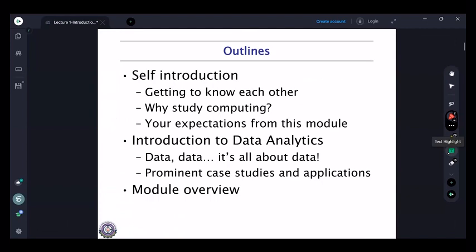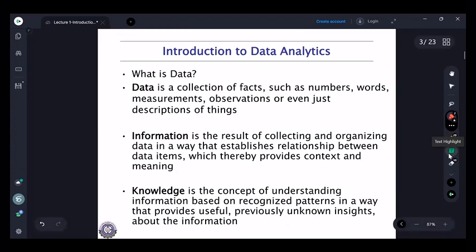So the outline for this lecture: the introduction, the first one of course we already did, getting to know each other, and then the expectations from this module, and then the introduction to data analytics, what data is all about, and prominent case studies in application. So, what is data?